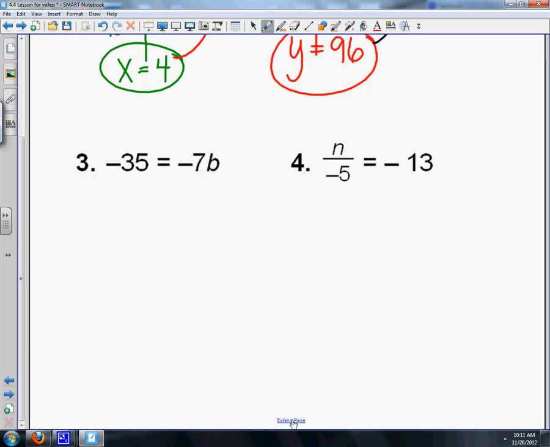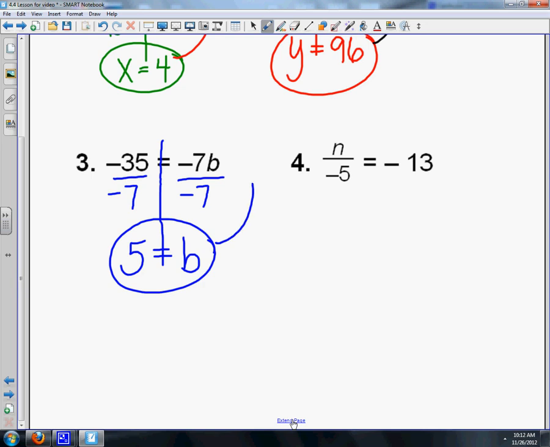All right, this one, I draw my line, and it's negative 7b. So I'm going to divide both sides by negative 7. Negative 7 times what is negative 35? Well, negative 35 divided by negative 7 is 5. So b equals 5. Is negative 7 times 5 equal to negative 35? Yes. Check your work.